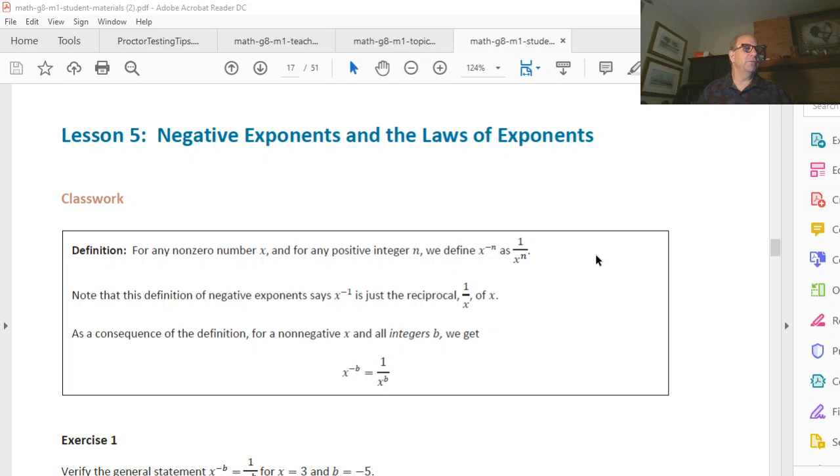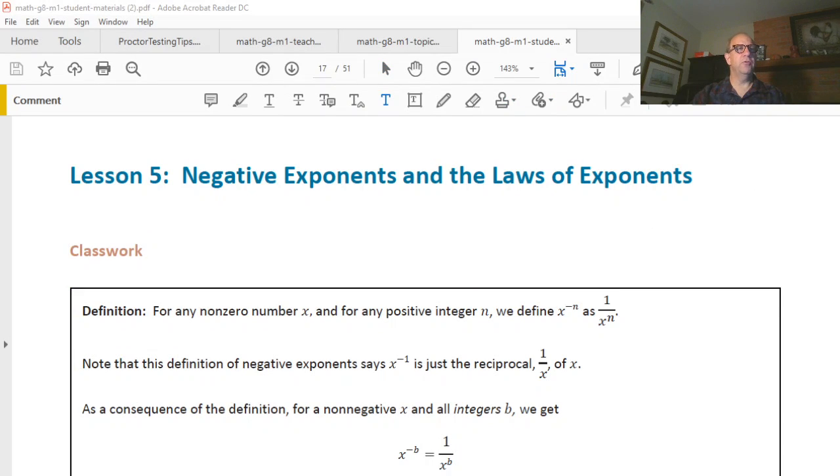This definition of negative exponent says that x to the negative 1 is just the reciprocal of x. So x to the negative 1 would be 1 over x to the first power. X to the first power is just x, sorry. So the reciprocal of x is 1 over x, right? Think about that for just a second. Did you think about it? I paused while you were thinking about it.